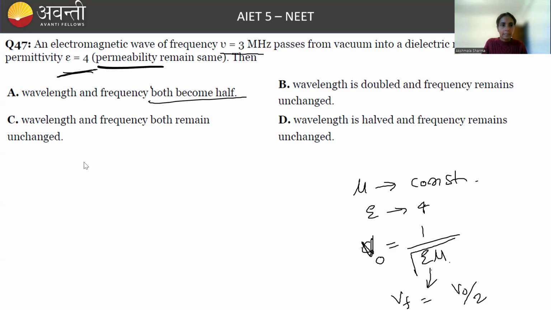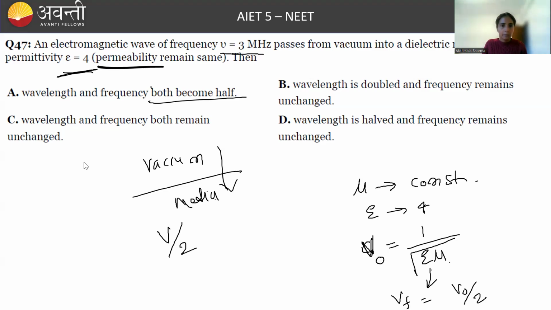It is passing into a dielectric medium with permittivity 4, from vacuum into this medium. So initially it was in vacuum and now it is moving in another medium. So what will happen to the light? Velocity is definitely going to become half. What will happen to the wavelength?